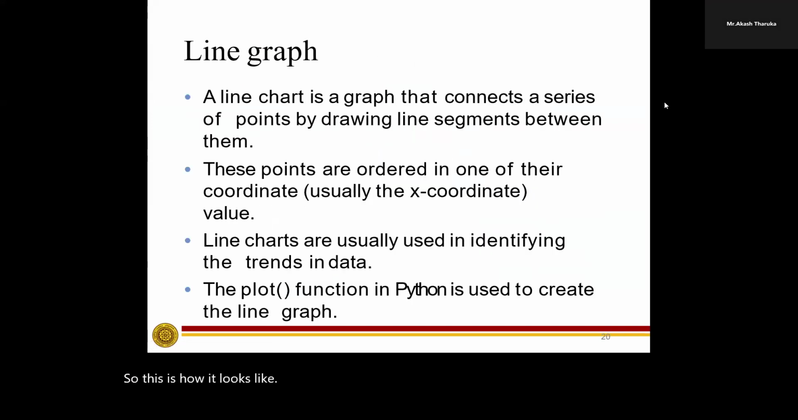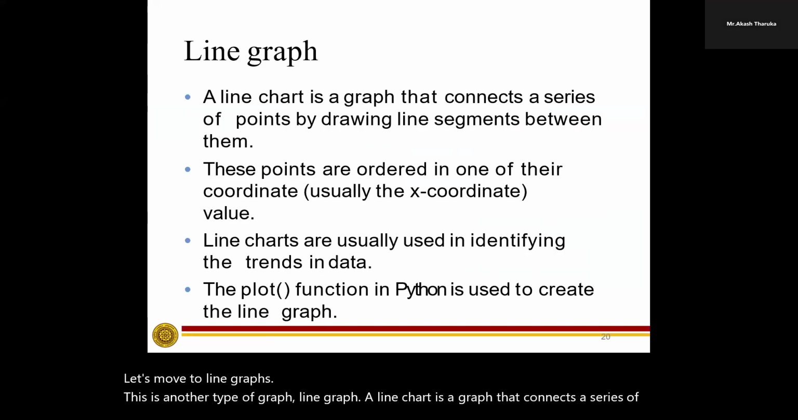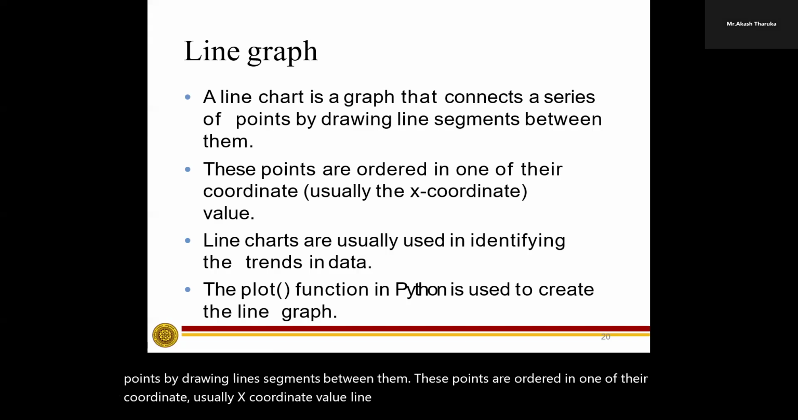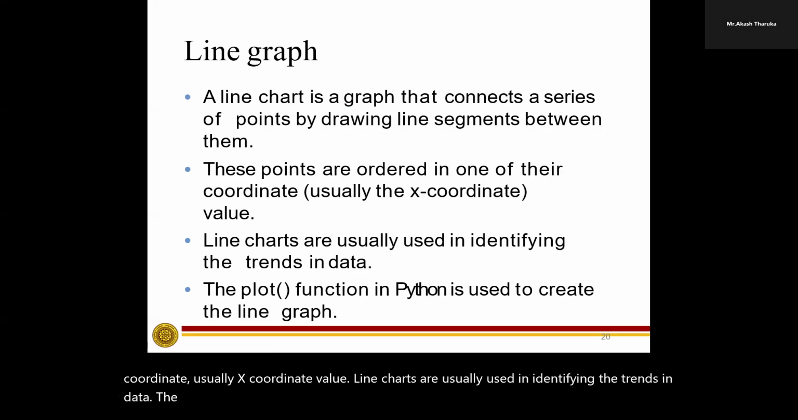Let's move to line graphs. This is another type of graph, the line graph. A line chart is a graph that connects a series of points by drawing line segments between them. These points are ordered in one of their coordinates, usually the x coordinate value. Line charts are usually used in identifying the trends in data. The plot function in Python is used to create the line graph.